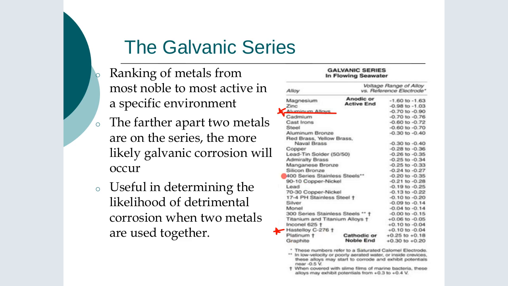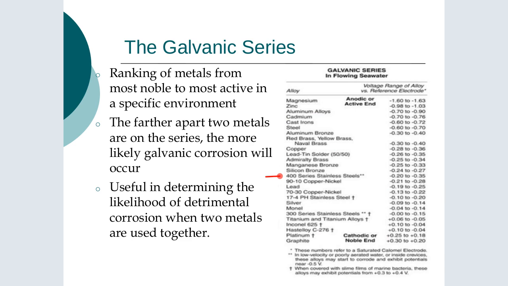So what you want to do is try and choose ones that are close together. If we take a 400 series steel with, say, brass or something like that, they're closer together, so you're much less likely to have that reaction taking place. Some of them are not very intuitive.